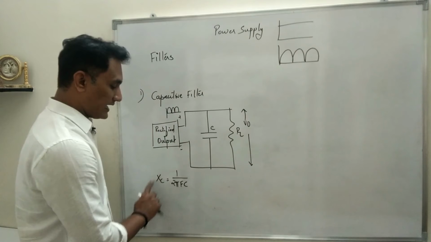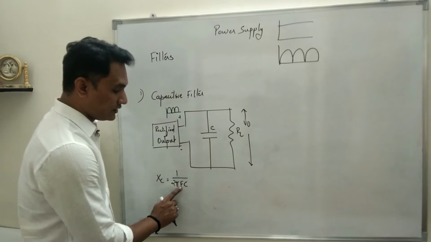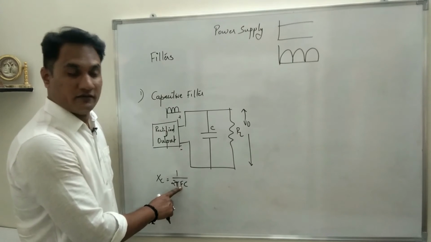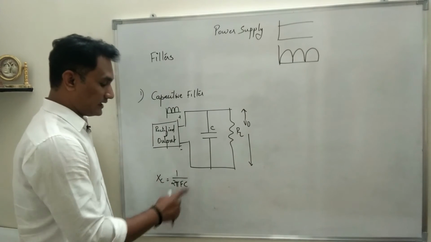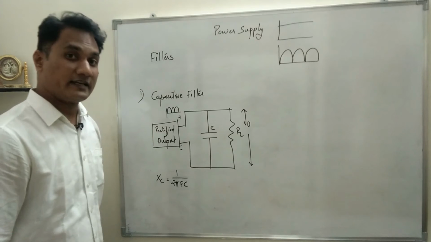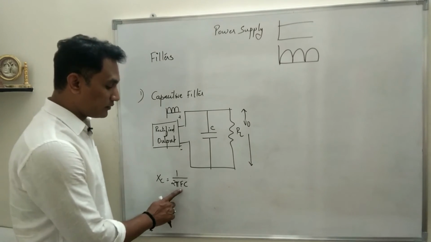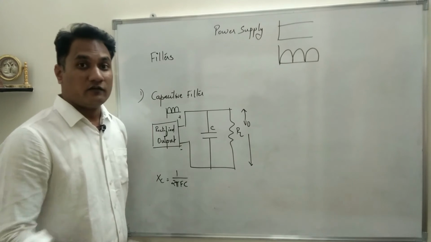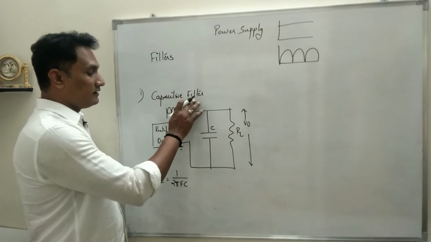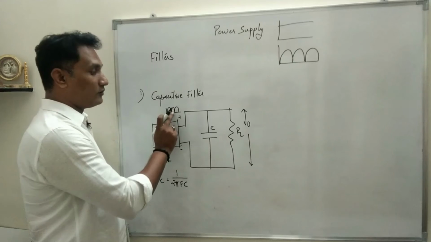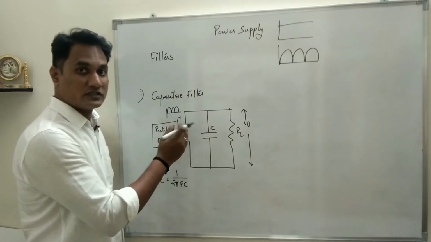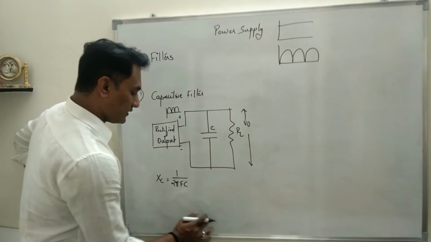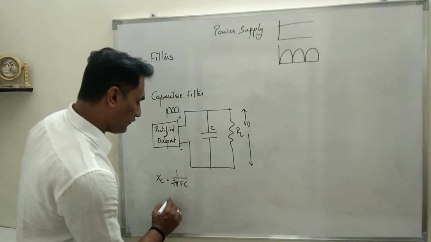So capacitive reactance is inversely proportional to the frequency of the signal. That is what we can conclude from this formula, that capacitive reactance is inversely proportional to the frequency of the applied input signal. And what is the input signal to the filter? It is the rectified output, which is nothing but a DC, but a fluctuating DC.